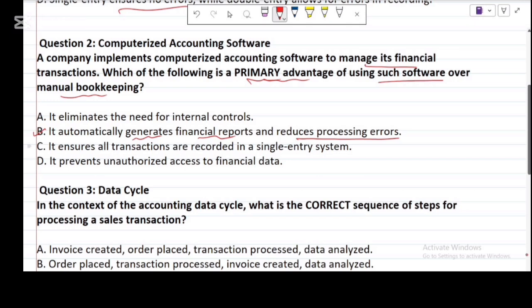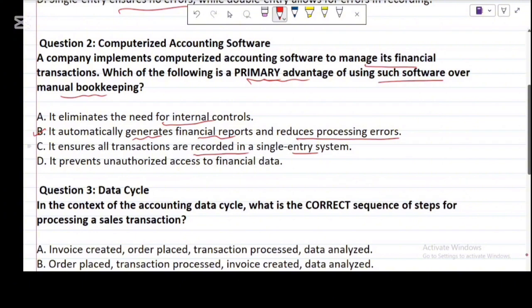If you look at option one, that it eliminates the need for internal control, this option is incorrect because internal controls are still necessary to ensure accuracy and prevent fraud. If you look at option C, that it ensures that all transactions are recorded in a single entry system, option C is incorrect, as computerized systems typically use double entry bookkeeping. If you look at option D, that it prevents unauthorized access to financial data.